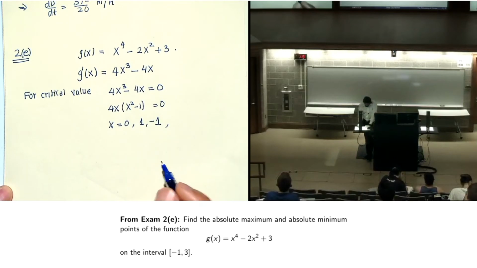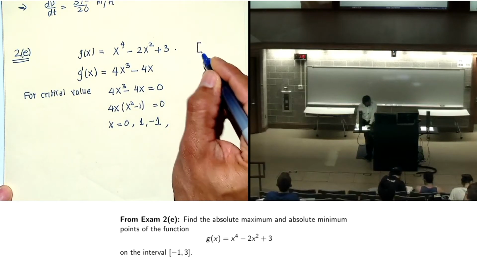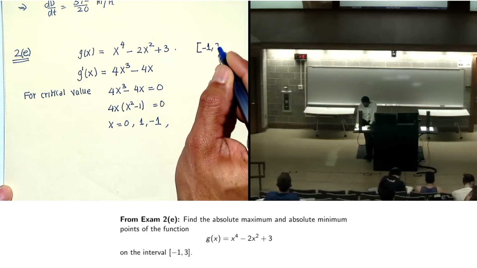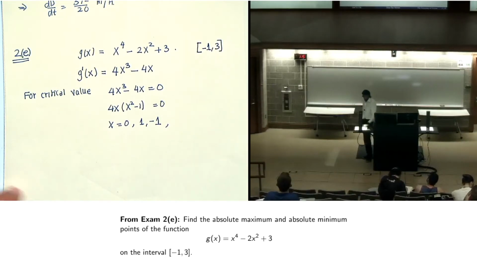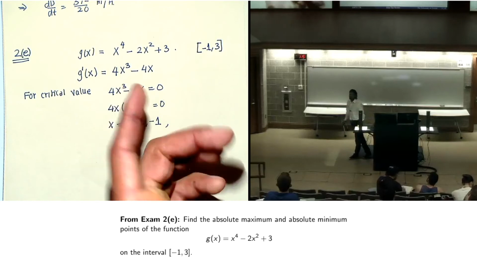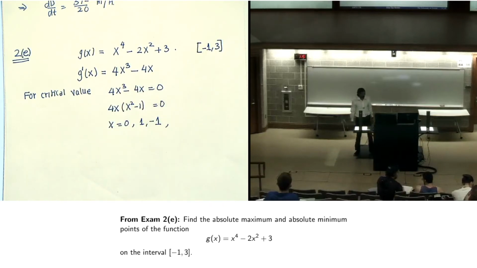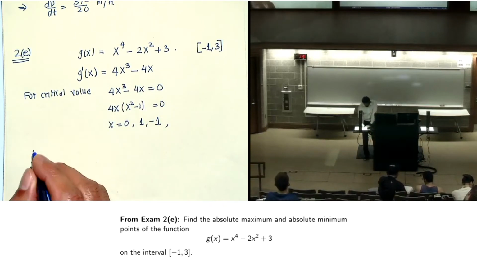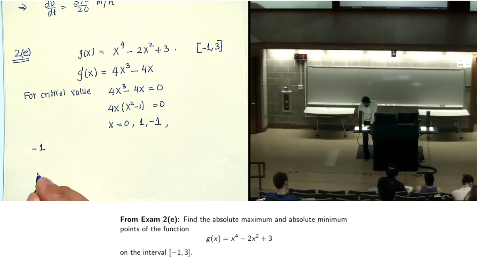So now, three critical values, but the interval was -1 to 3. All these critical values lie inside the interval or on the boundary, so all the critical values are valid. The first one is -1. The second critical value is 0, then it is 1, and then it's 3.